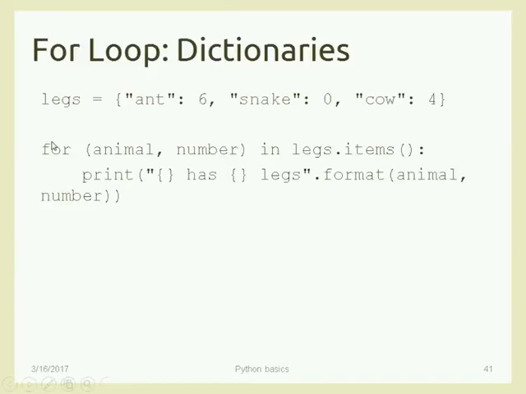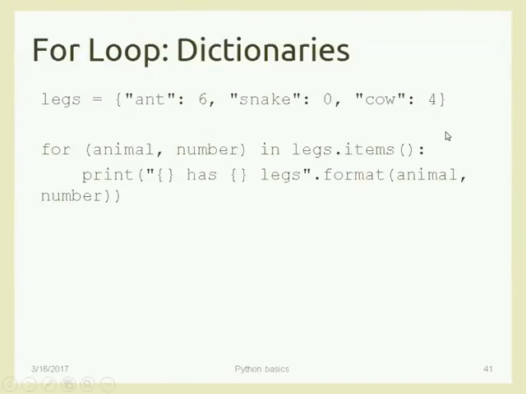So the for is always the same. For something in something else, colon, new line, and so on. We need to say, first of all, we want all the items in the dictionary. So items is a method, a function that exists only for dictionaries. You cannot have a list.items. These items will give you the couple, key plus value, key plus value, key plus value. You can have only the keys, if you want, with the keys method, and only the values with the values method. Items takes both of them.